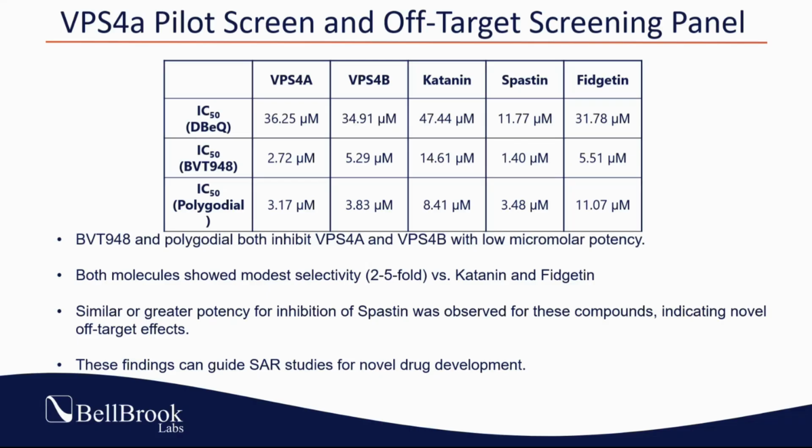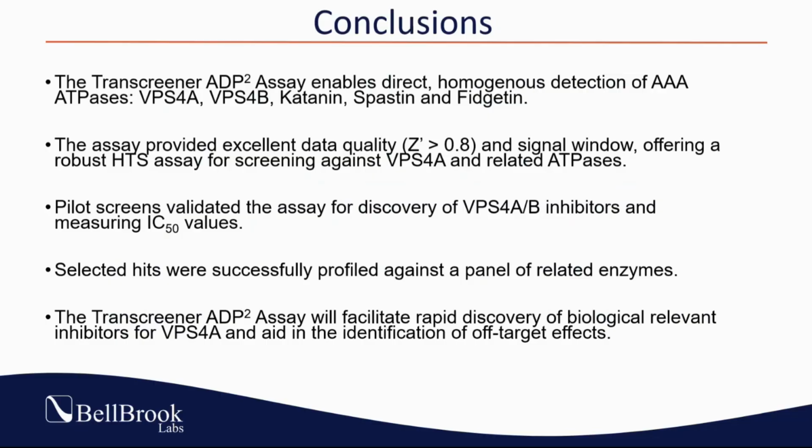Okay, so that brings us to the end of the talk. Today, we talked about how we used the Transcreener ADP assay to do direct homogeneous detection of the ATPase activity of the AAA ATPases VPS4A, VPS4B, catenin, spastin, and phygitin. Across the board, this assay provided excellent data quality exceeding the Z prime metric of 0.8.